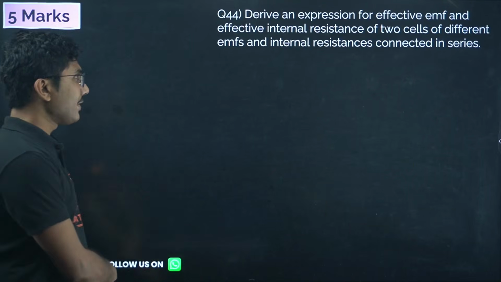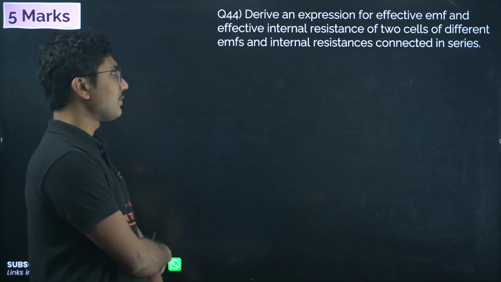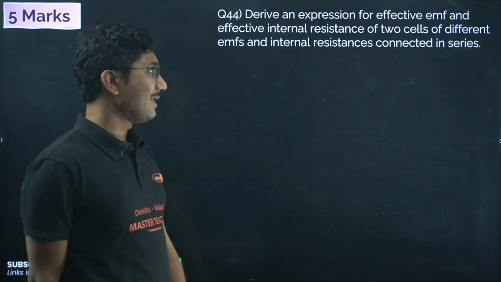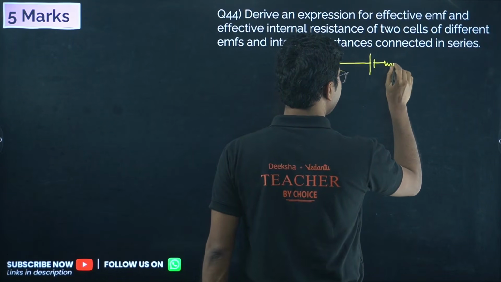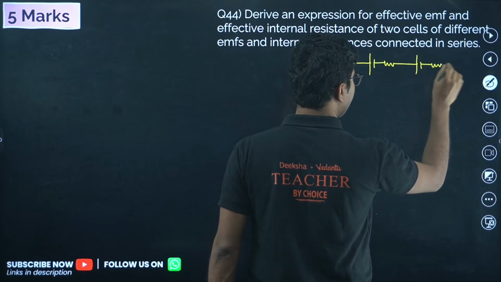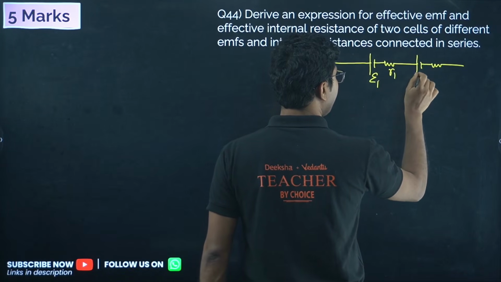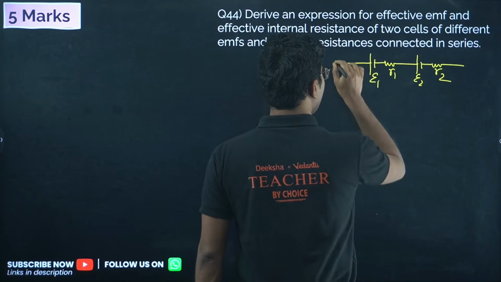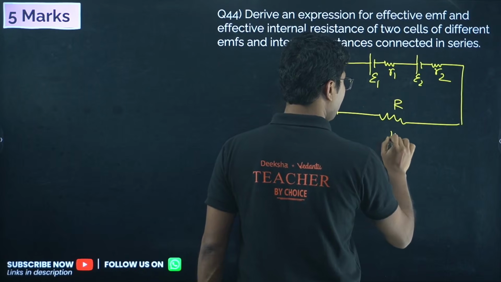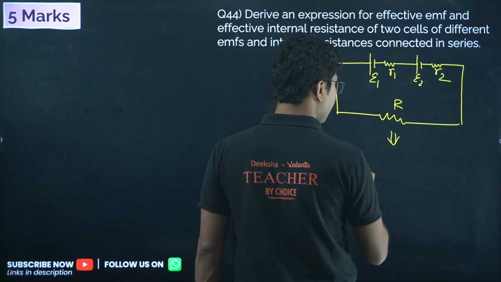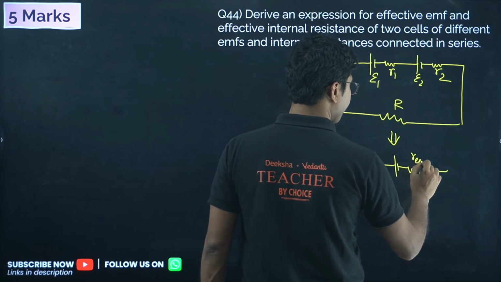Next, derive an expression for effective EMF and effective internal resistance of two cells of different EMFs and internal resistances connected in series. So series, parallel and Wheatstone bridge, all three are important from the current electricity chapter. Any one of them will be coming this year. Epsilon 1, R1, epsilon 2, R2, and they are connected across an external resistance, say capital R. Practice all three derivations. Equivalent means only one cell and one internal resistance.